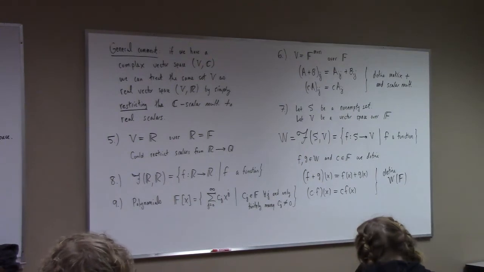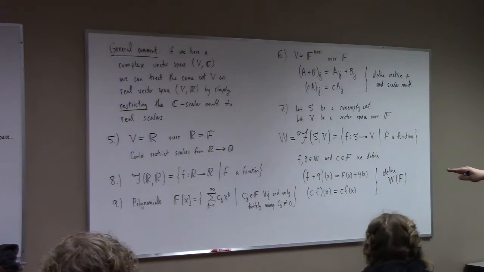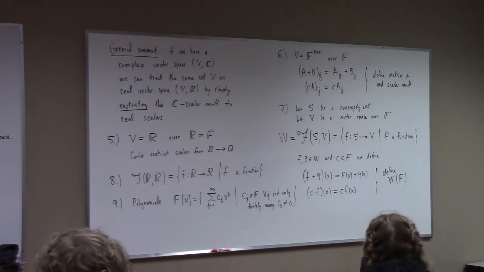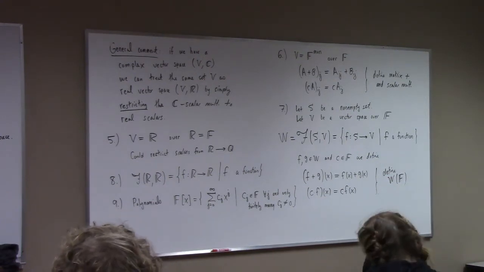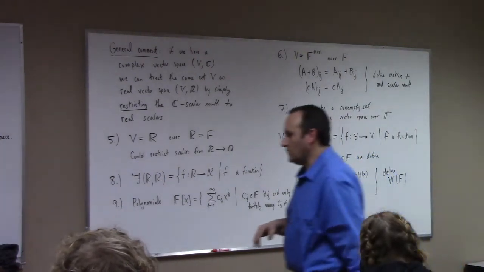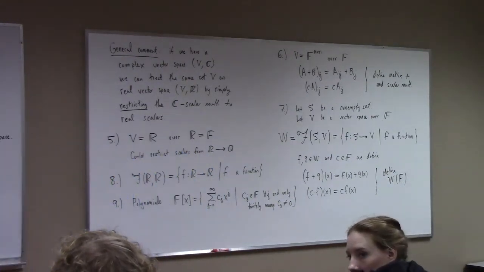How do you add two polynomials? You just add the corresponding coefficients. How do you scalar multiply a polynomial? You just scalar multiply each coefficient in the thing, just like we usually do. Again, a vector space. All right? Okay. So many examples, right? So many examples.